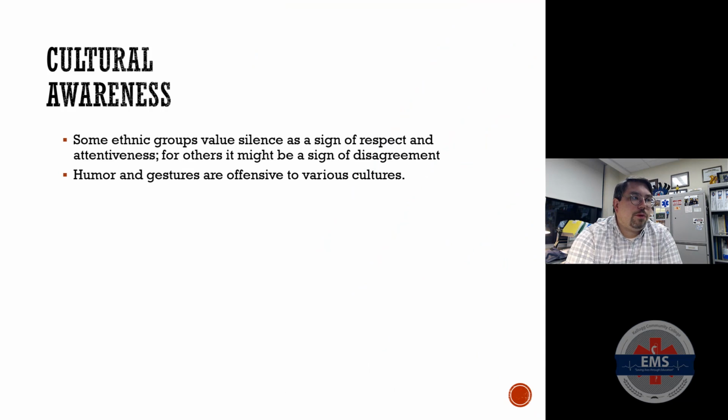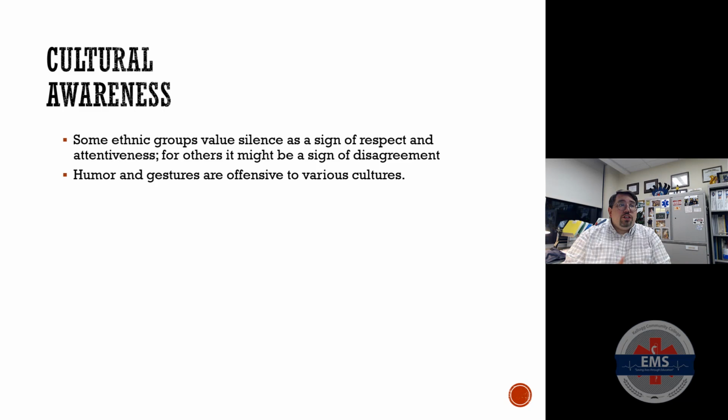We also want to make sure we recognize some ethnic groups value silence. I think as I've had kids, I do definitely value silence more than I have. I'm sure some of you can relate to that. But it's a sign of respect and attentiveness when you're quiet and you're focused and you're giving someone your time. Eye contact is one of the ways I really try hard to make sure that when I'm listening to someone, I give them good eye contact.